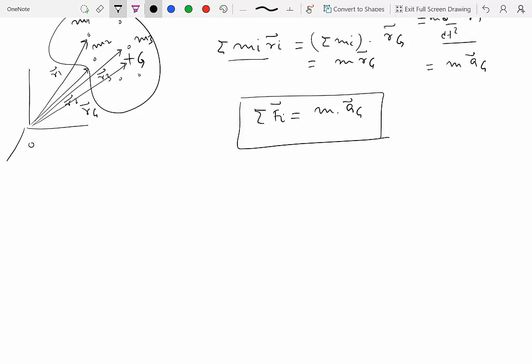Now that's a very good result. What this is saying is that if you have a system of particles and you want to write Newton's second law for more than one particle, and you can choose how many particles you want, you can draw the free body diagram and show all the external forces. You don't have to show the internal forces. This is what it's telling you. You don't have to worry about the internal forces. You just sum all the external forces, and on the right hand side you write m times the acceleration of their center of mass. And that will be the equation that you'll apply for a system of particles.